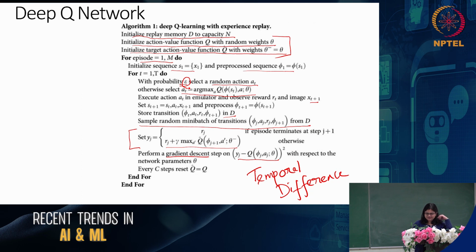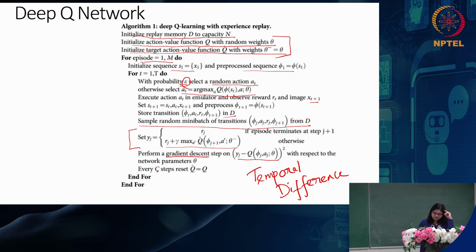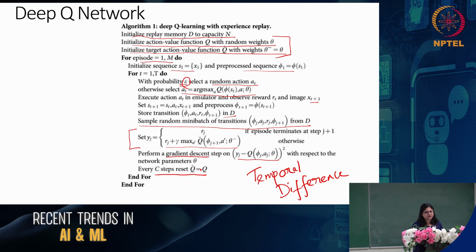This is deep Q learning with experience replay. Yeah, and this is important. See what I told you, that after some C steps, you have to update the target network with the original network's parameters. So Q dash equal to Q. Q dash is your target network. Q dash is equal to Q. Clear now?